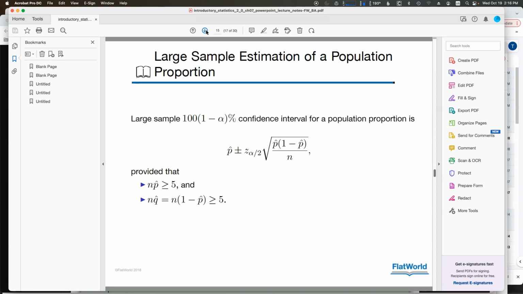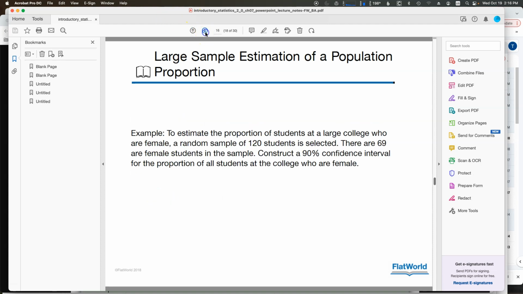Now what happens when the sample size is a bit larger? Let's say we have a larger sample. Then our confidence interval to go from sample to population, that equation is now different. As long as our conditions for a large sample are held, which would be n times p hat being greater than or equal to 5, and n times q hat being greater than or equal to 5, we can follow this equation here. Let's look at an example.